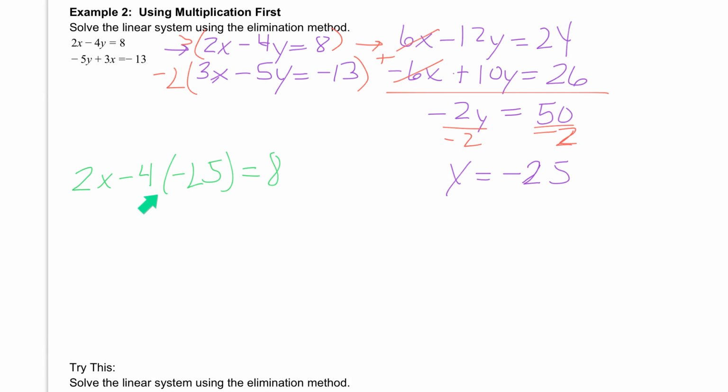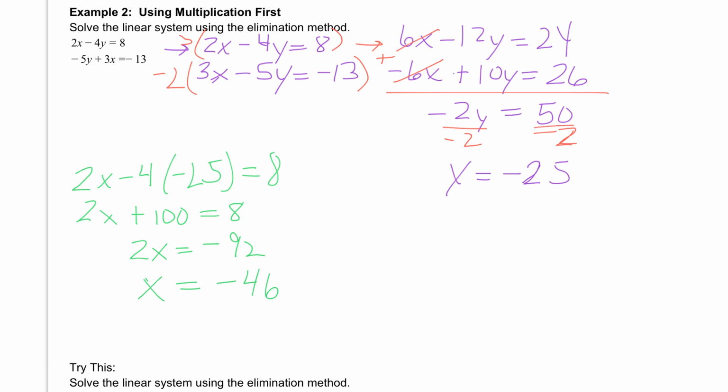And then solving for x, I can multiply negative 4 times negative 25 is positive 100. So I have 2x plus 100 equal to 8. Solving for x, then I would have to subtract the 100 from both sides. And I get 2x equal to negative 92. And then lastly, I would have to divide both sides by 2, giving me x equal to negative 46.